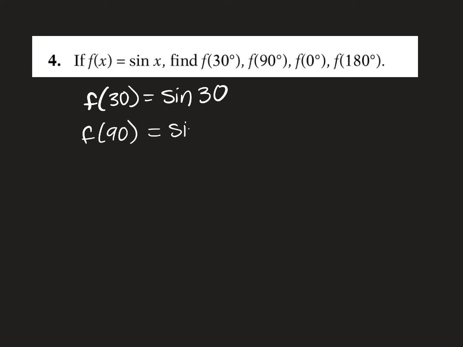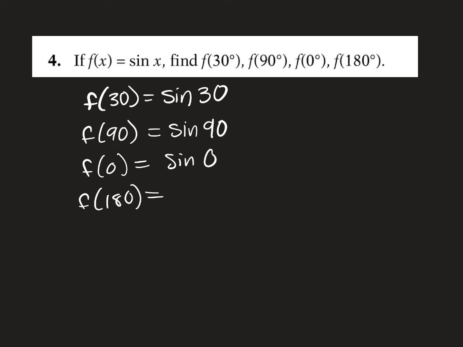Okay, so I forgot to work these out in my notebook. So when you're finding f of 30, you're just finding the sine at 30. Right? And then same at 90. Ideally, you should be using your unit circle for these to get nice, exact answers. Right, so sine of 30 is 1/2. Sine at 90 is 1. Sine at 0 is 0.